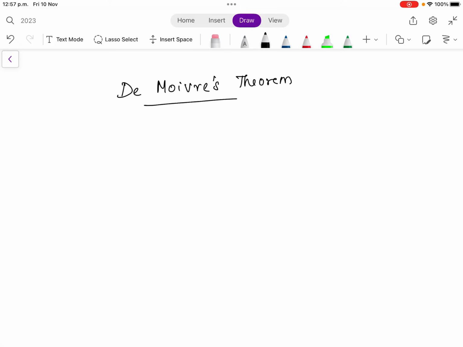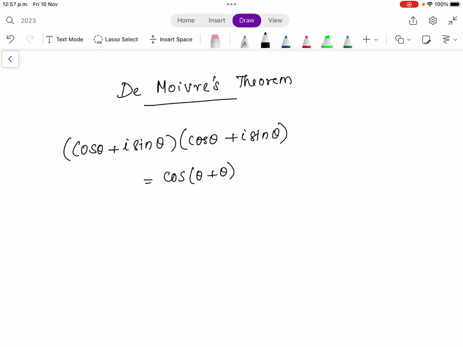Let's learn De Moivre's theorem. With the multiplication of complex numbers, if you have something like cos theta plus i sin theta multiplied by cos theta plus i sin theta, with the multiplication rule, we know that it is cos theta plus i sin (theta plus theta), that is equal to cos 2 theta plus i sin 2 theta.